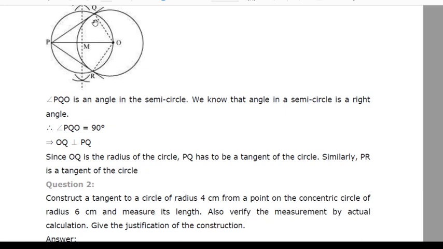If this is a right angle, it means PQ must be a tangent, because the tangent always makes a right angle with the radius of the circle. That's why you can say PQ is perpendicular to OQ. If PQ is perpendicular to OQ, then we can say OQ is the radius of the circle and PQ has to be a tangent of the circle. Similarly, we can prove this for PR. Very easy, this problem.